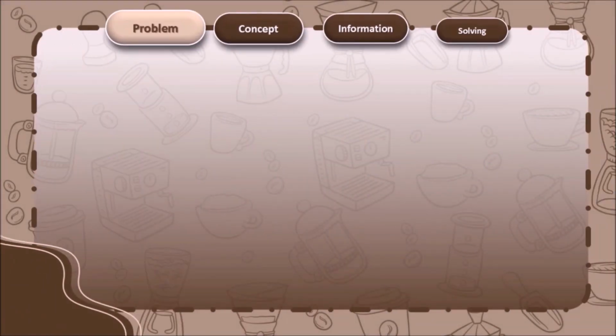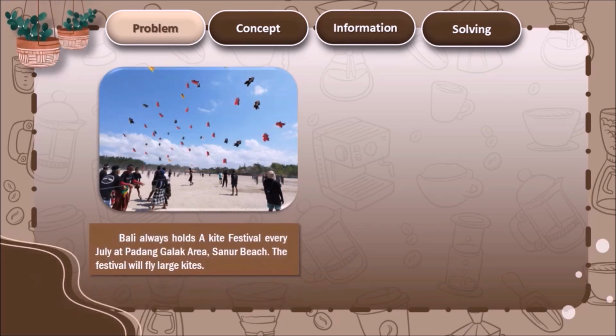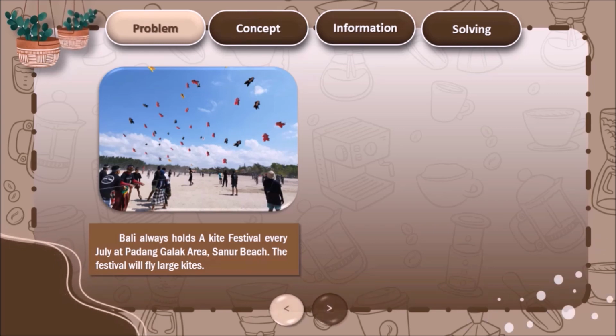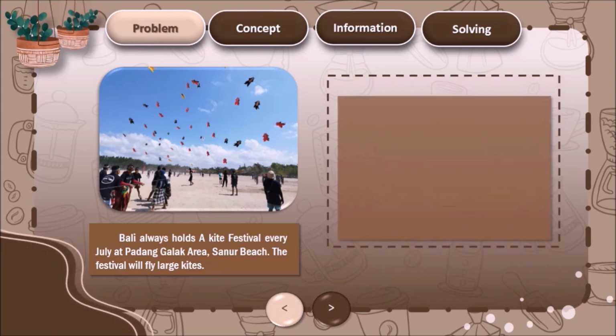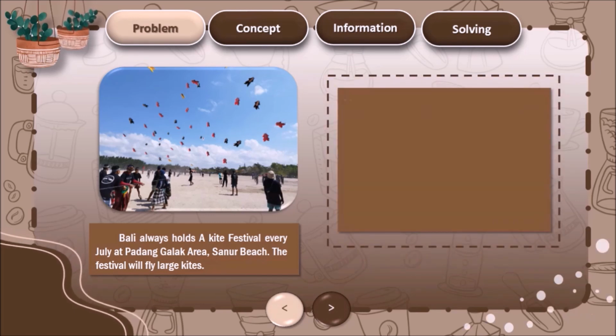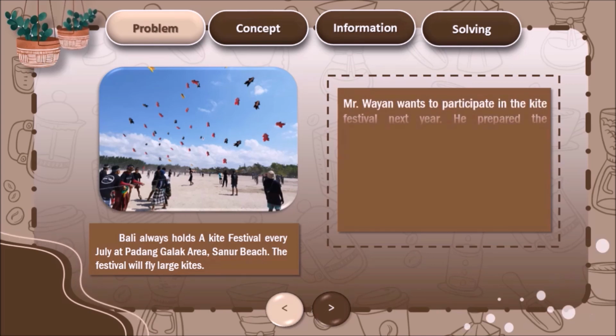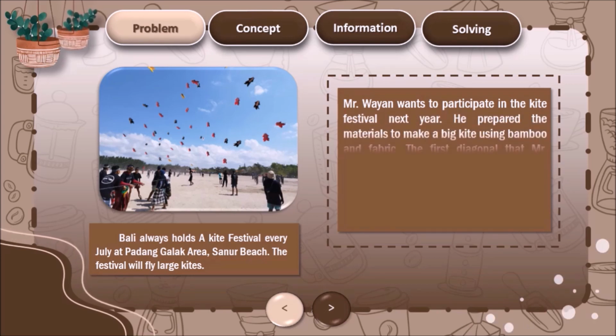For your information, Bali always holds a kite festival every July at Padanggalak area, Sanur Beach. The festival will fly large kites. And the problem is, Mr. Wayan wants to participate in the kite festival next year. He prepared the materials to make a big kite using bamboo and fabric.